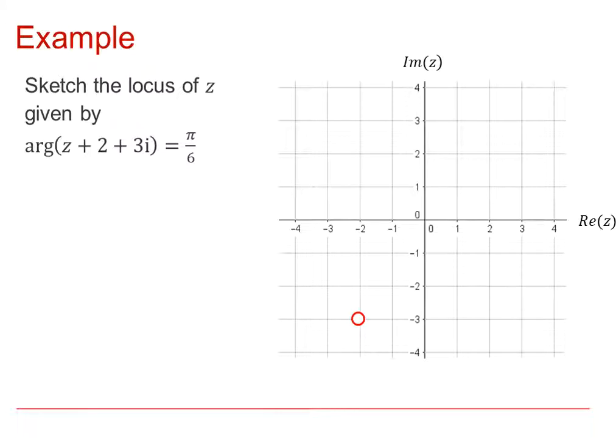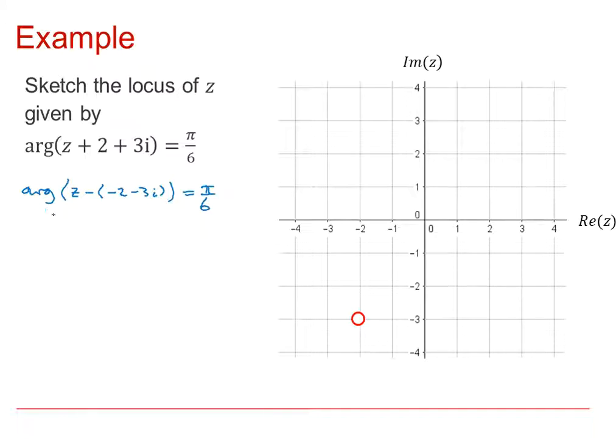So have a look at this example. What does the loci look like if the argument of z plus 2 plus 3i equals pi by 6? The first thing we've got to do is to rewrite the problem just as we did with the modulus loci. So you've got to have it as z minus. So it'll be minus 2 minus 3i.